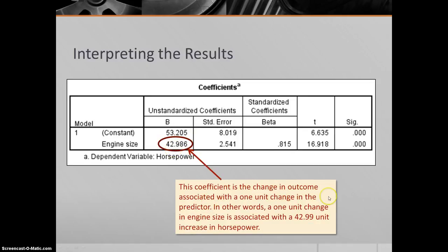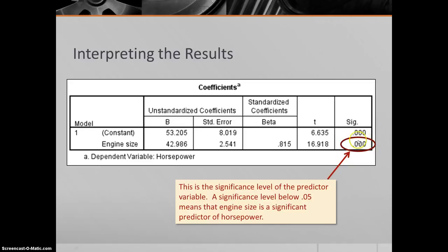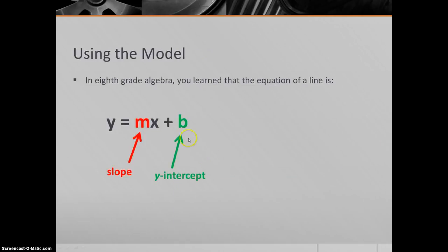So this is the change in outcome associated with a 1 unit change in the predictor. So in other words, a 1 unit change in engine size is associated with a 42.99 unit increase in horsepower. So engine size is in liters. So every time you have an engine that's 1 liter bigger, the horsepower will be 42.99 horsepower higher. And that's our prediction. Okay? Here's the significance level. If this is less than 0.05, then that means that this predictor is a significant predictor of the outcome. So engine size significantly predicts horsepower. Okay? So using the model.